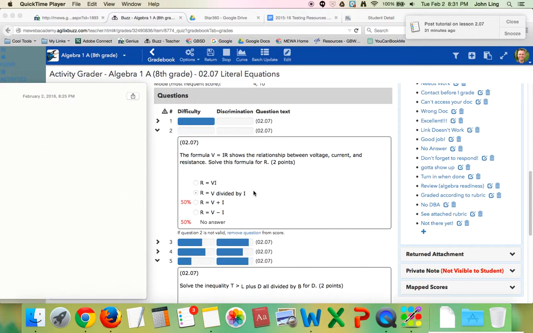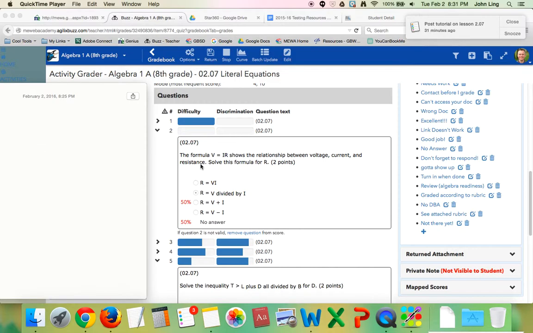So this first problem, I can go into the analytics for the assignment and see where a lot of people missed. And this is one that basically everyone got wrong, so I wanted to go over it first. This question is asking: the formula V equals IR shows the relationship between voltage, current, and resistance. These are electrical things, so this is something you'll deal with in physics, actually. So we want to solve this for the formula R.